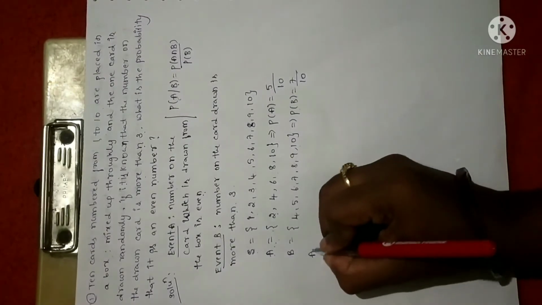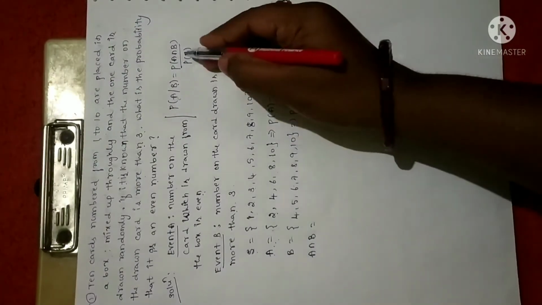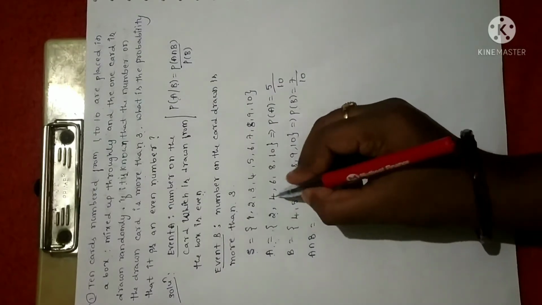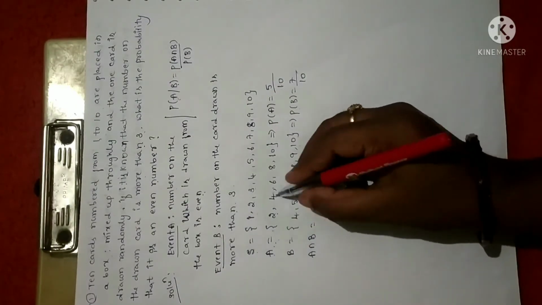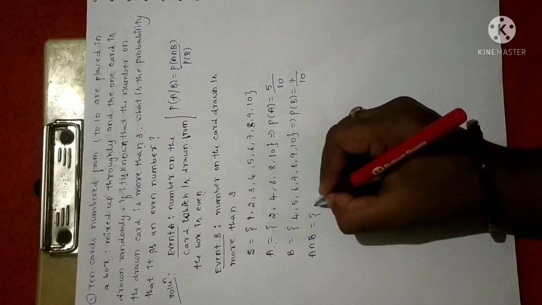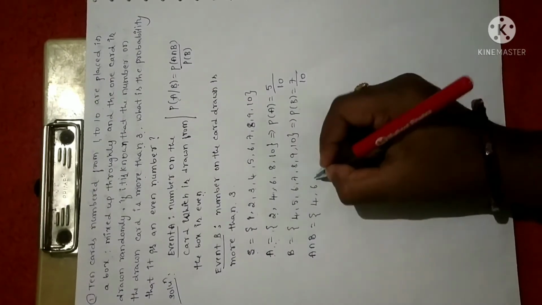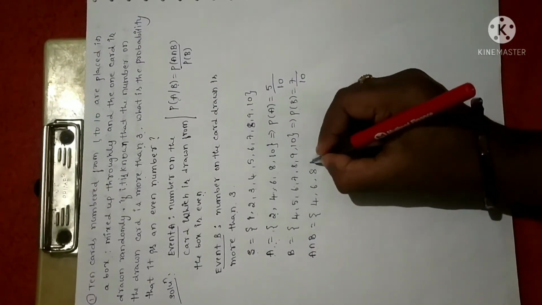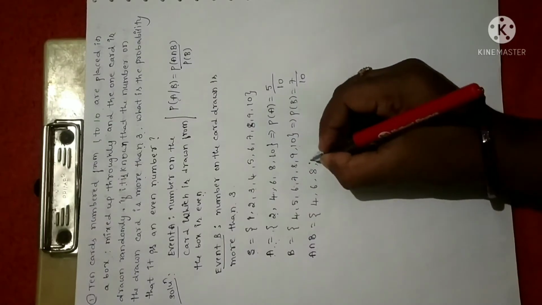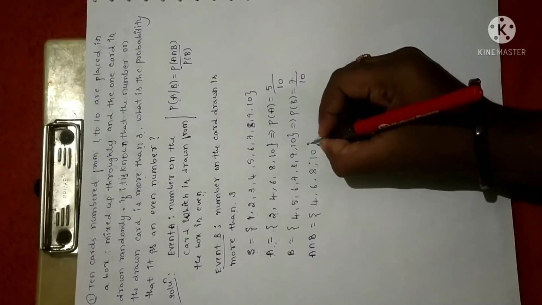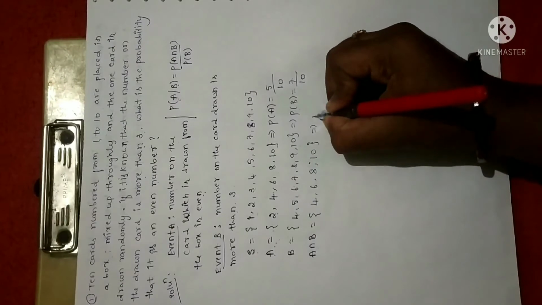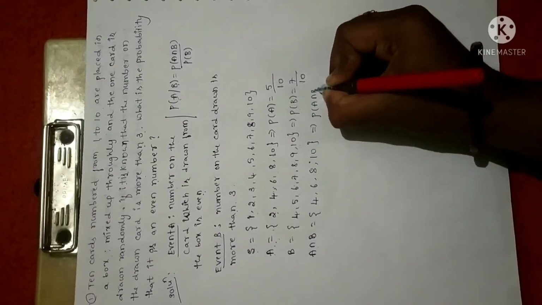Now let me calculate A intersection B, as we require it to calculate the probability. Intersection means you have to write the common numbers. Common elements are 4, 6, 8, and 10 is also there. So only 4 numbers are there. So this implies I can write probability of A intersection B.